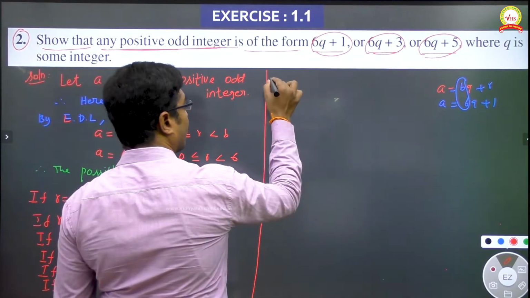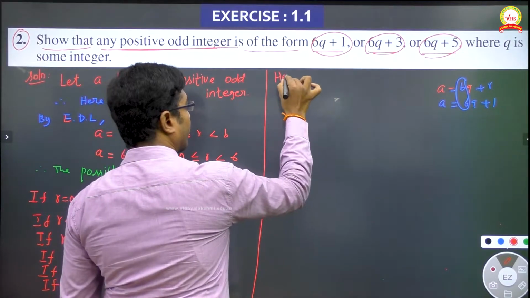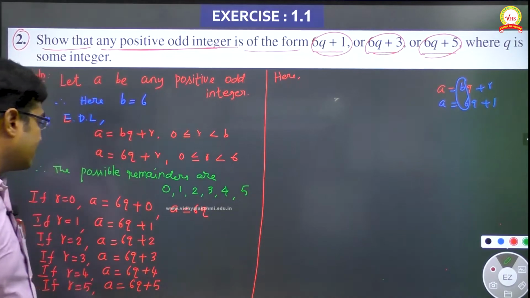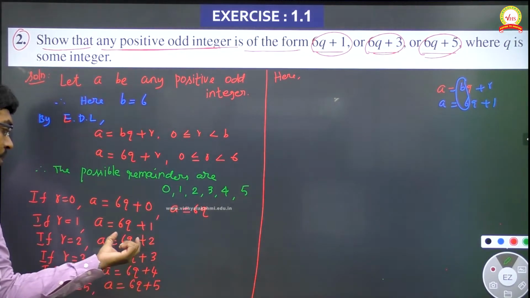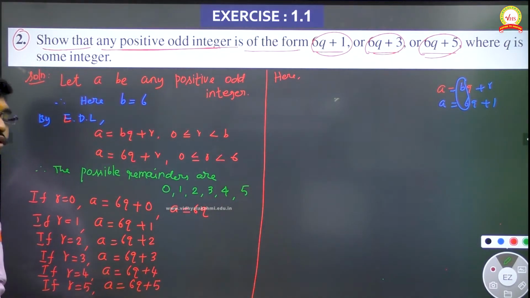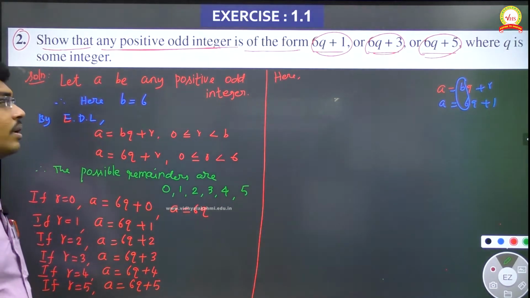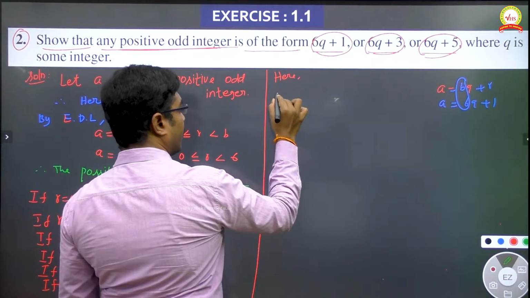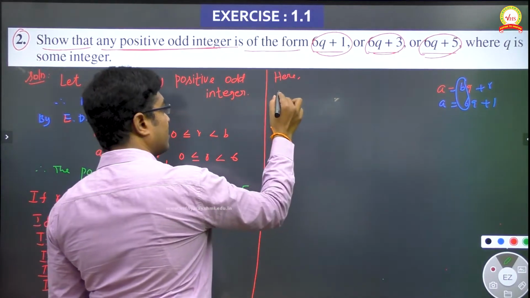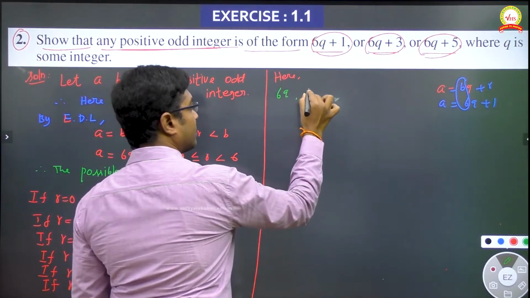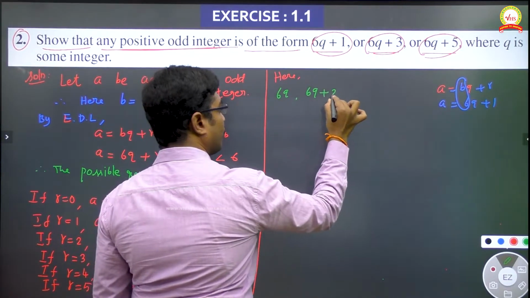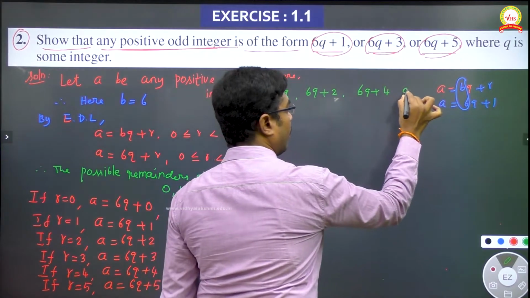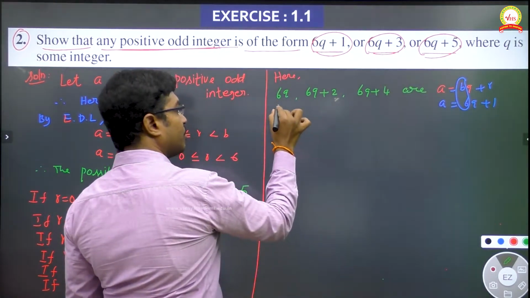Now here, yes, see this: 6q plus 2 and 6q plus 4, these are even numbers, because here a equals, first one I take 6q, next 6q plus 2, and last one 6q plus 4, are divisible by 2.